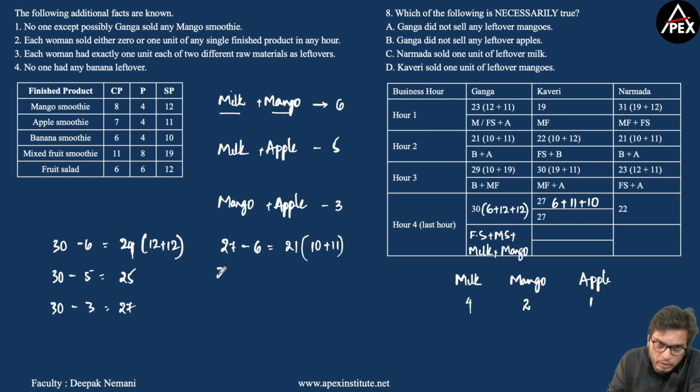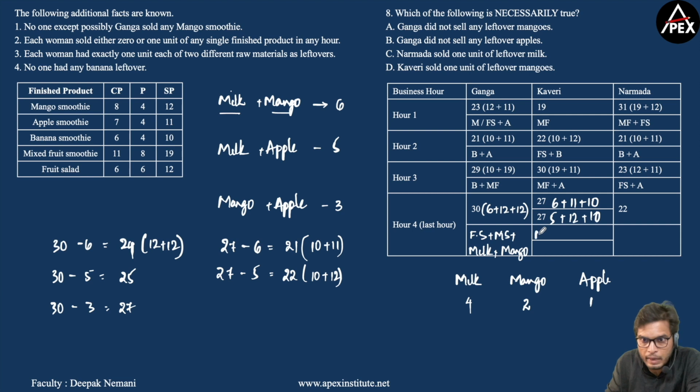Now if I consider that she was left with 1 unit of milk and 1 unit of apple, she would have sold these two for 5 rupees. So the balance amount is 22 now, which can also be written as 10 plus 12. So this can be 5 plus 12 plus 10 as well. So in the first case, she would have sold milk and mango leftovers plus banana smoothie and apple smoothie. This is one possibility. Now the second possibility is the leftovers are milk and apple plus banana smoothie plus fruit salad.